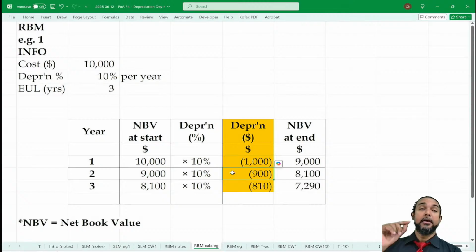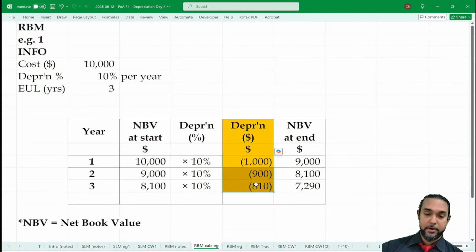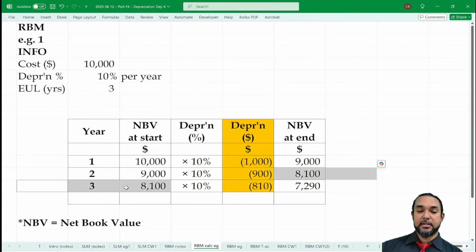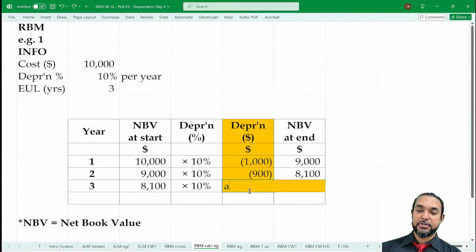So again, I said the rate of depreciation, the percentage, is constant, but the dollar value is not. All right? So 10% of 9,000 gives us 900. We subtract that from the 9,000 to get 8,100. All right? And then the value at the end of year 2 becomes the value at the start of year 3, 8,100. So now, again, in year 3, you lose 10%, which is 810. 810 from 8,100 gives us 7,290.